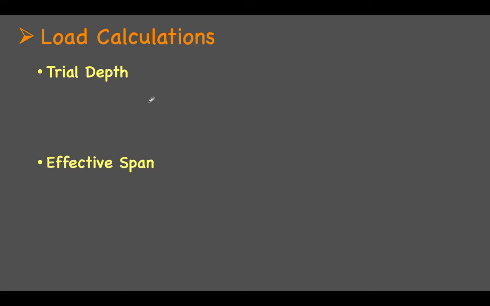Okay. Now to start with load calculations, the very first thing we have to do is to identify the trial depth. In case of beams, we are considering effective depth d equals span by 15. When considering span, we always consider the shorter dimension, and that shorter dimension is 4000. So this is 4000 by 15. We will be getting it as something like 266 mm, right?